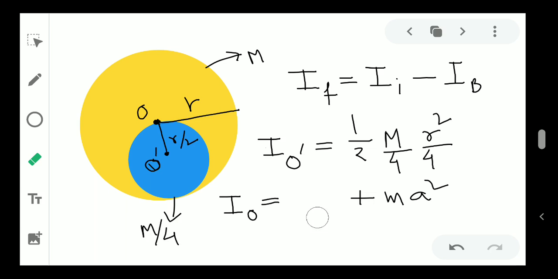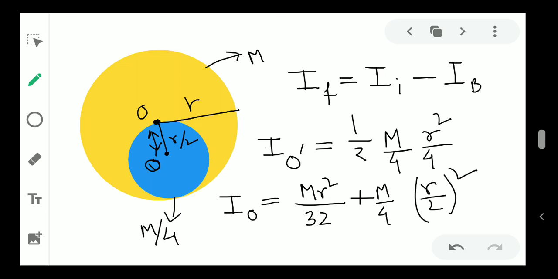So I0 prime will be m r square by 16 and 32, plus m a square. Now what is my m? M is m by 4, and a square, what is my shift? R by 2 shift. From O prime, now I am taking the axis at O, so there is an r by 2 shift. So instead of a, I will write r by 2 whole square. That will be r by 2 whole square. So finally that will be again r square by 4.